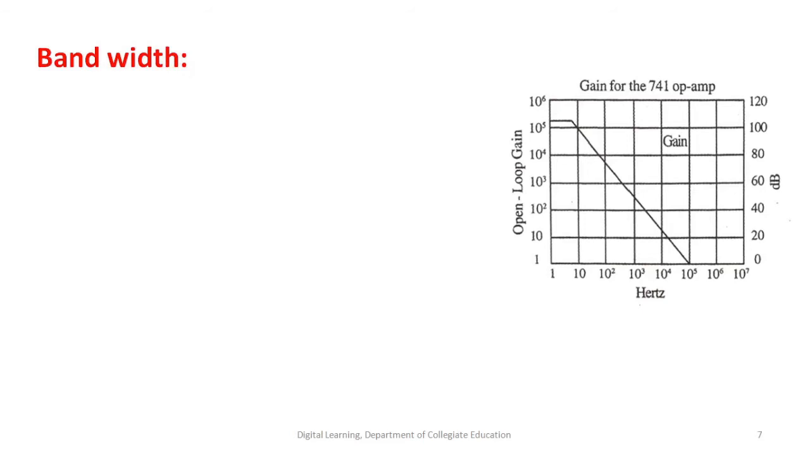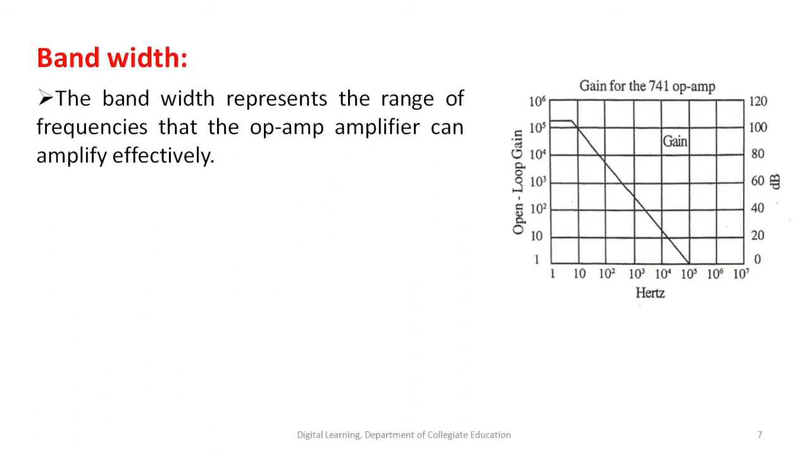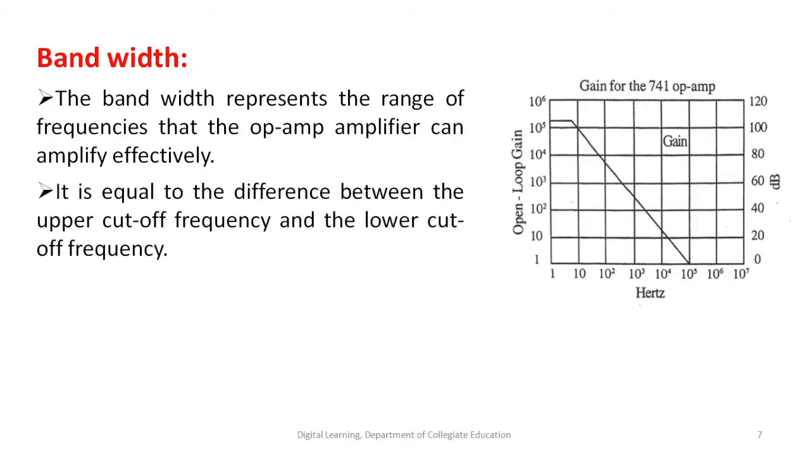Next we'll move on to bandwidth. Bandwidth represents a range of frequencies that the operational amplifier can amplify effectively. That range of frequencies which can be amplified effectively is nothing but bandwidth. So it is the range of frequencies that operational amplifier can amplify effectively. So generally bandwidth is equal to difference between the upper cutoff frequency and lower cutoff frequency.